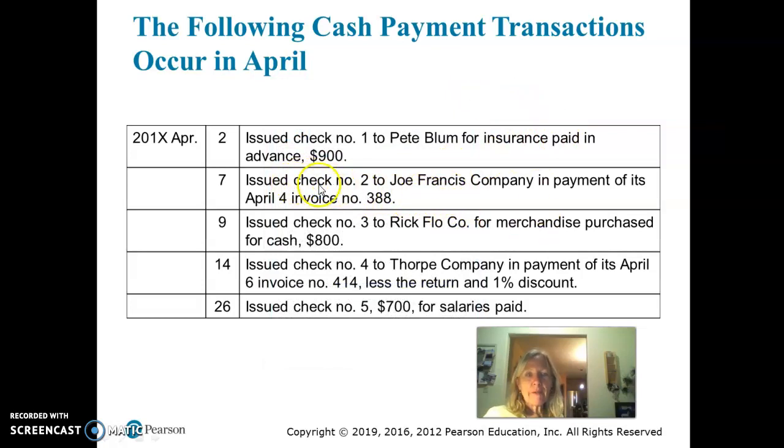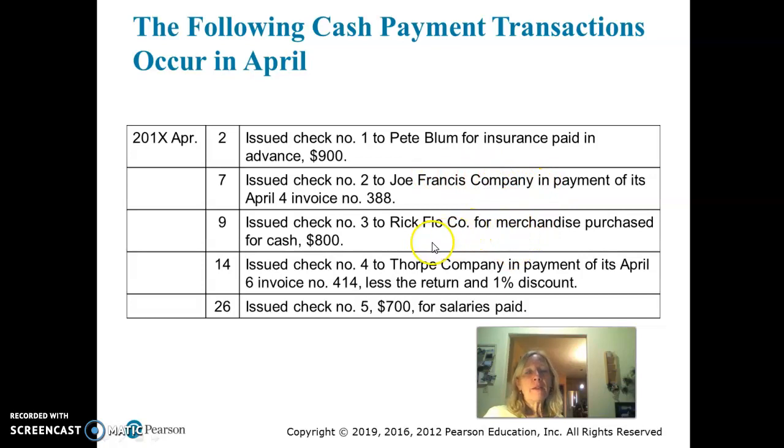This one, whenever it says issued check number, that means you're paying someone. Joe Francis Company, in payment of its April 4th invoice number 388. So Joe Francis billed our company April 4th, invoice number 388, and now you're paying it. When you're paying down a liability, that would be a debit to accounts payable and a credit to cash. Okay, I think you know that. It's just worded a little bit differently.